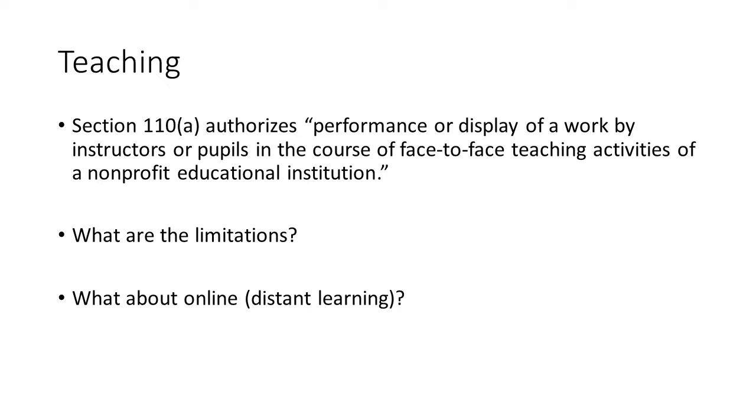Besides the first sale doctrine, there are some other limitations on the exclusive rights that a copyright owner has in his or her work. Just as a recap, the exclusive rights: reproduction, they have the right to reproduce their work, distribute their work, create derivatives or adaptations of their works, to display and to perform their works. Let's talk about some other limitations on these.